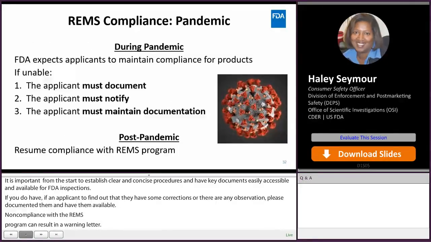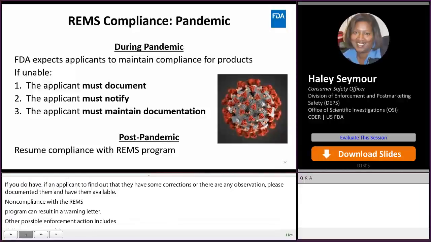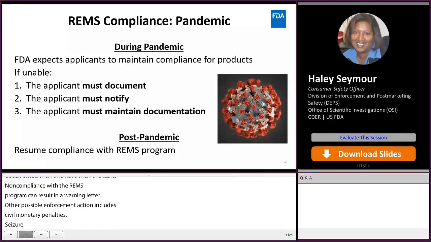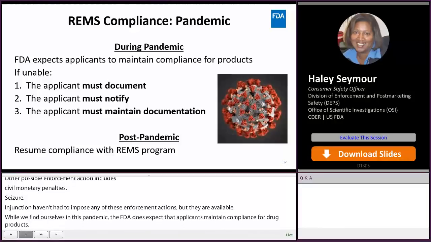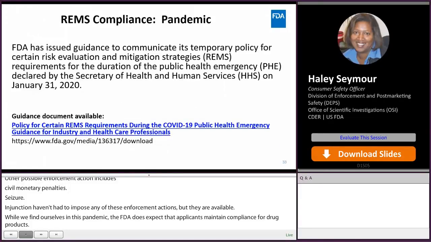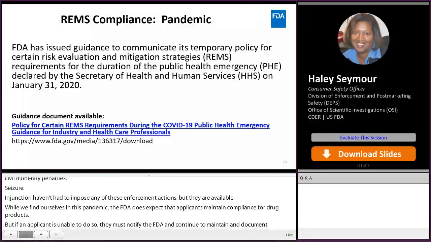While we find ourselves in this pandemic, FDA does expect that applicants maintain compliance for drug products. But if an applicant is unable to do so, they must notify FDA and continue to maintain and document. We are all looking forward to post-pandemic times where we will be able to resume the compliance program. On January 31st, 2020, FDA issued a guidance to communicate its temporary policy for certain REMS requirements, and that is available.